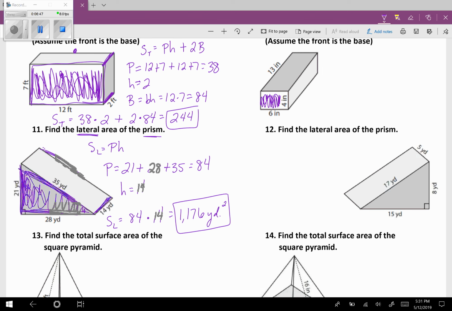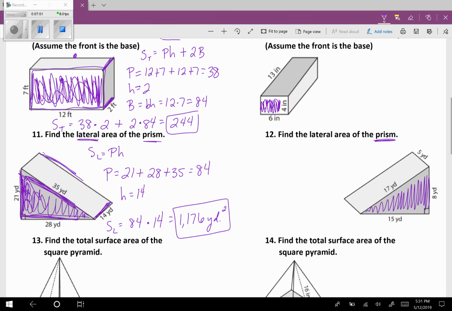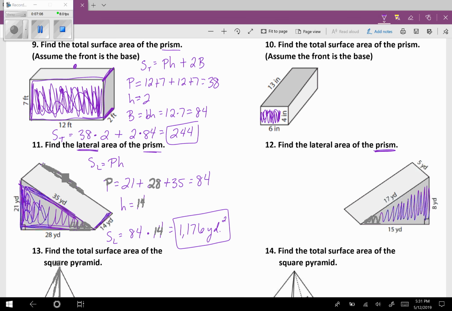Okay, so again, number 12 here, same concept. This is your triangle, that's your base. So whenever they say prism, look for the odd shapes out. And again, if it's a rectangular prism, we'll have that base specified for you.